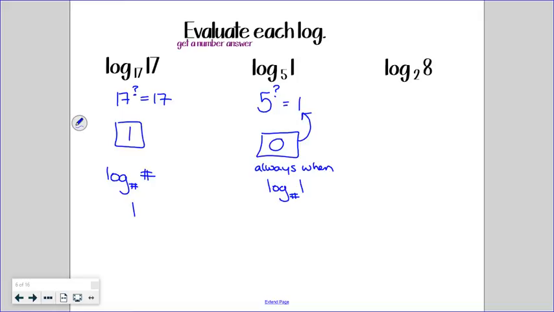Yeah, that's why. Because if you raise 1 to anything, it's going to stay 1. So you'll never see a log base 1.